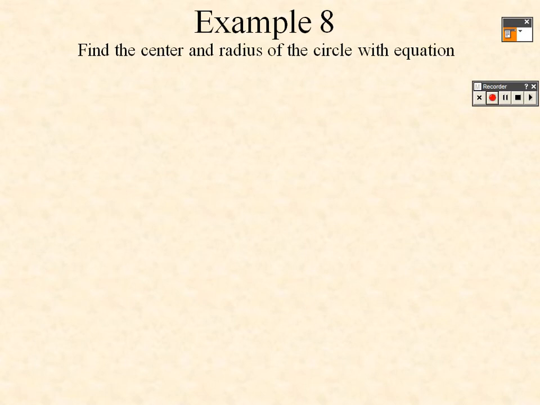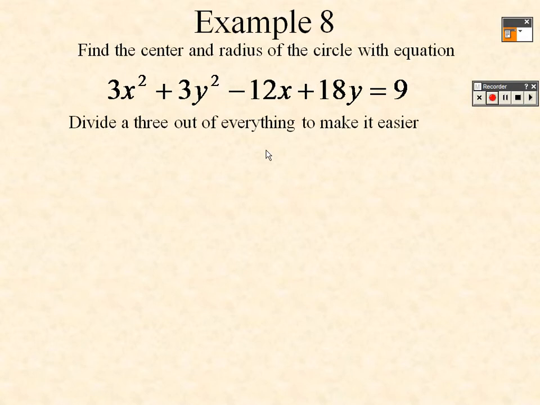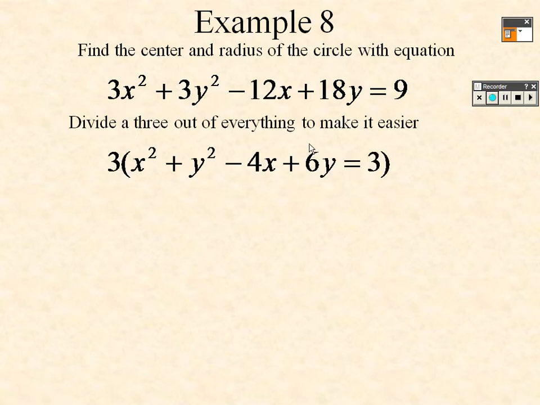Find the center and radius of a circle with this equation. Okay, so what we need to first do is put all the x's together and put all the y's together. And before we can even do that, you can probably notice that there's a number that we can take out of every single one of these. We can divide a 3 out of everything to make it easier. So I can take a 3 out of everything. Take a 3 out there, 3 out there.